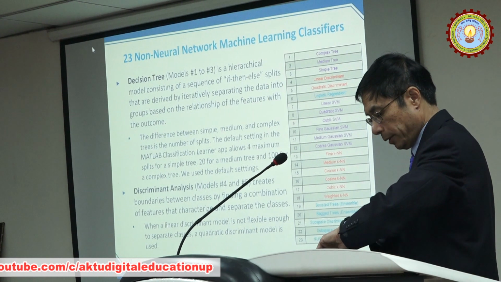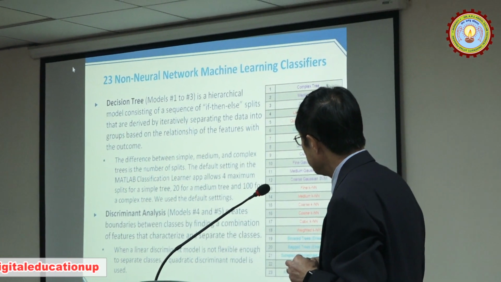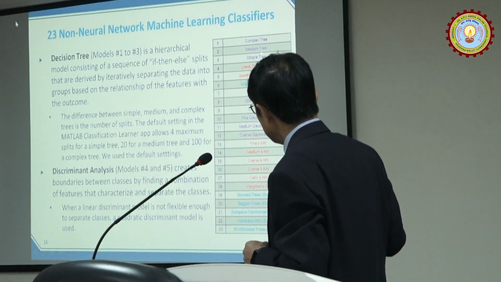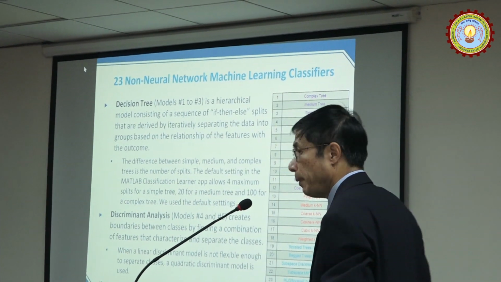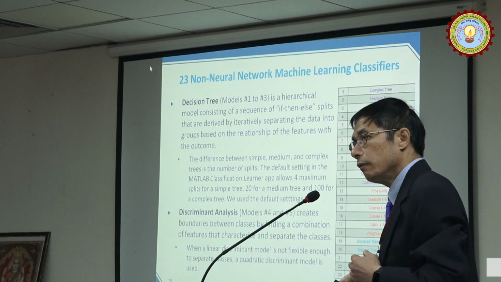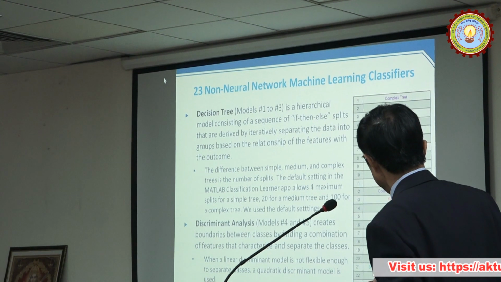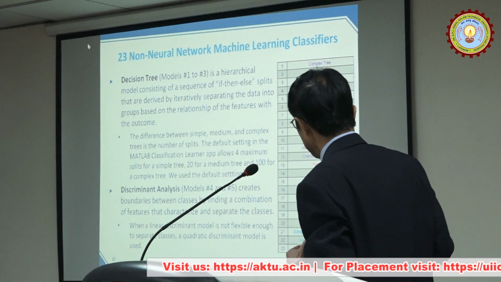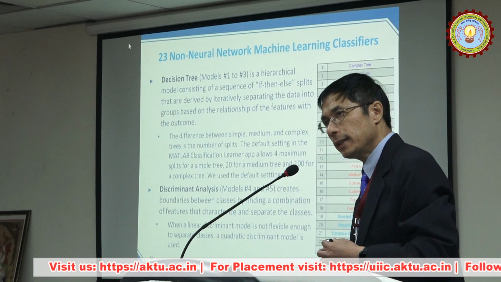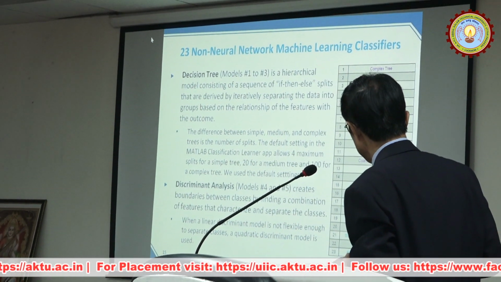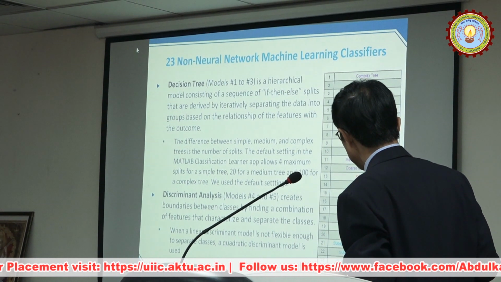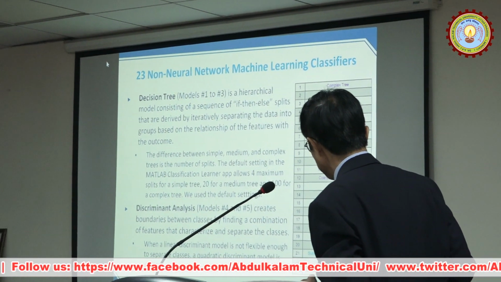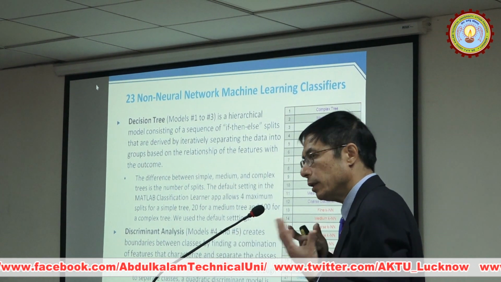The other 23 machine learning models are not neural nets. They are listed here. Three of them are decision trees, simple, medium, and complex, depending on how many splits the trees have. Then we have 2 discriminant analysis models, one linear and one quadratic. The other is logistic regression, which is a very classic statistical method. Then we have support vector machines, 6 of them. Then k nearest neighbor, also 6 of them, depending on the distance metric and so on.